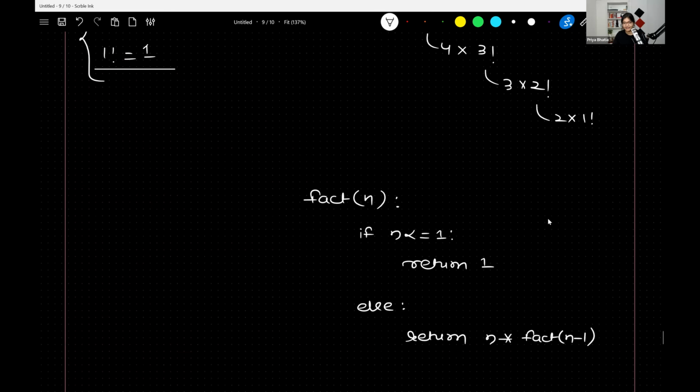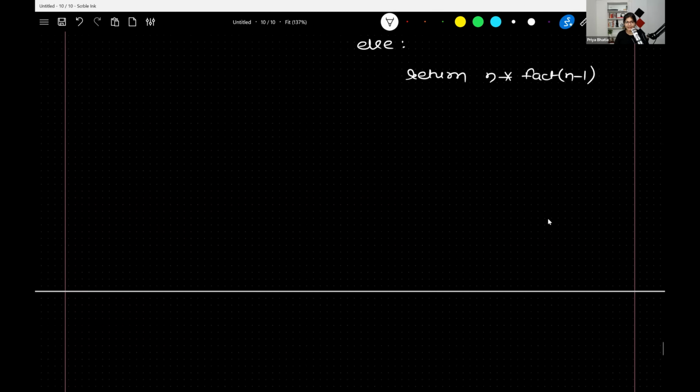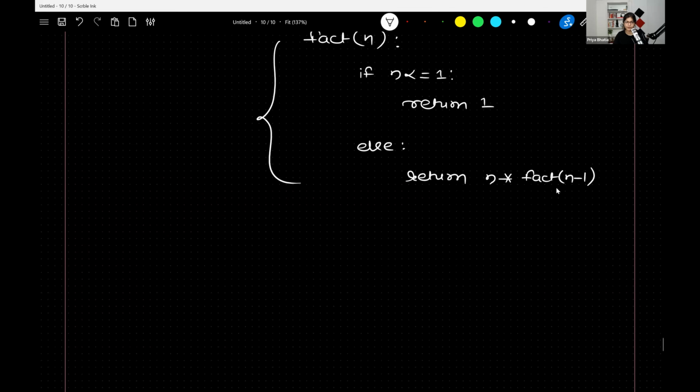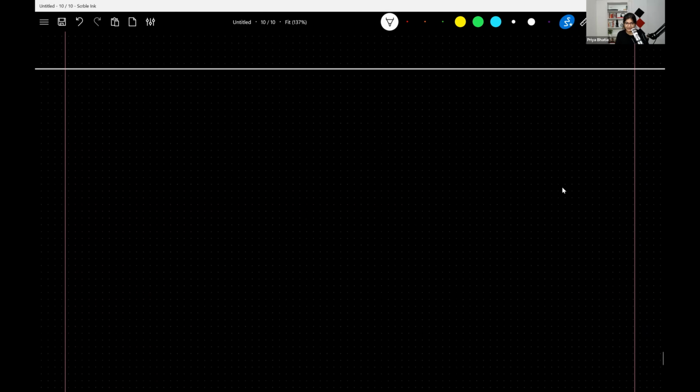So here, if you try to implement this particular pseudocode, let's find out the value of fact of 5 again. You will say my value of n is not less than or equal to 1. So what I will return is 5 into fact of 4. Right?